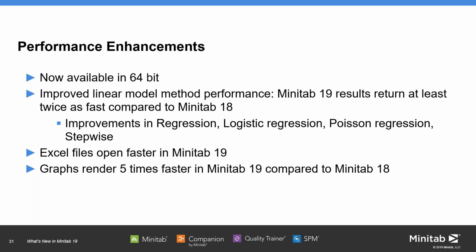But we've also made significant improvements to a couple different areas. One is linear model performance. So Minitab 19 results come in at least twice as fast, and that's being conservative. Most of them are 5 to 7 times faster, sometimes 10 times faster. Regression, logistic regression, stepwise methods, it's going to run faster for you.